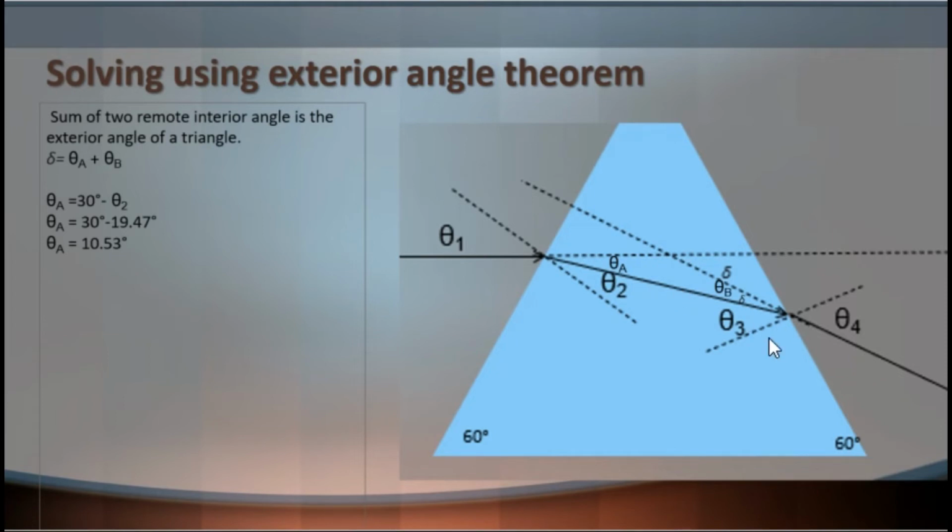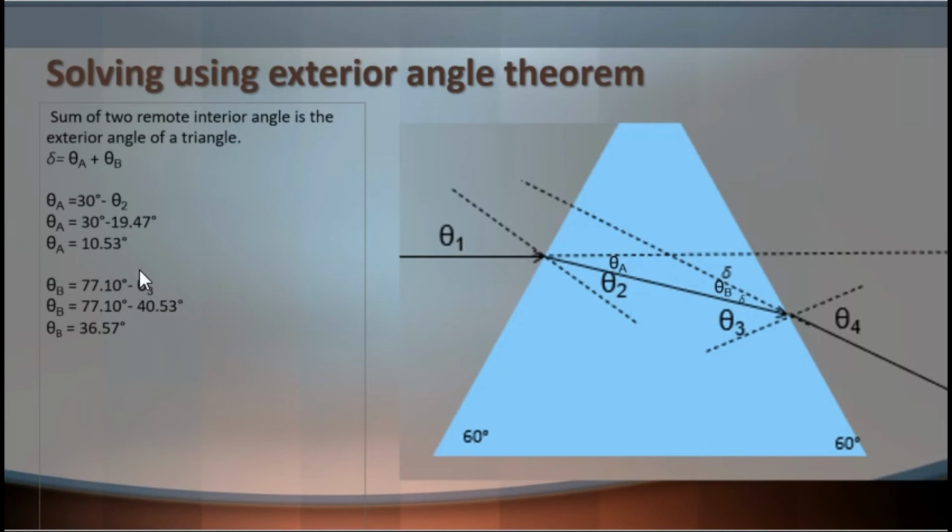Next, we need to find theta B. Same as before, we extend angle theta 4 to the opposite side of the normal line. So we know that the sum of theta B plus theta 3 is equal to theta 4, because these two are apex angles of theta 4, right? They are congruent. Therefore, theta 4 minus theta 3 is equal to theta B. So theta 4 is 77.10 degrees minus theta 3, which is 40.53 degrees. That will give us theta B, which is 36.50 degrees.